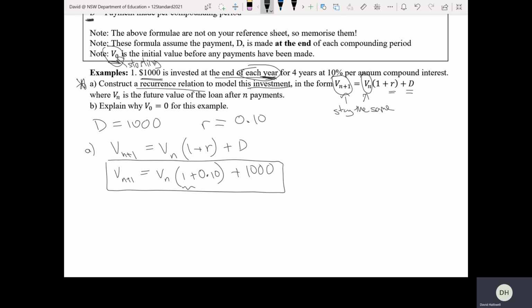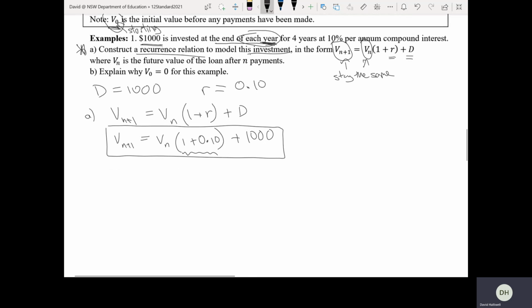A lot of people like to simplify this bracket, and for later calculations, it'll be easier to simplify it. So 1 plus 0.1 will be just 1.10 or just 1.1. Okay, so that's the answer to A.